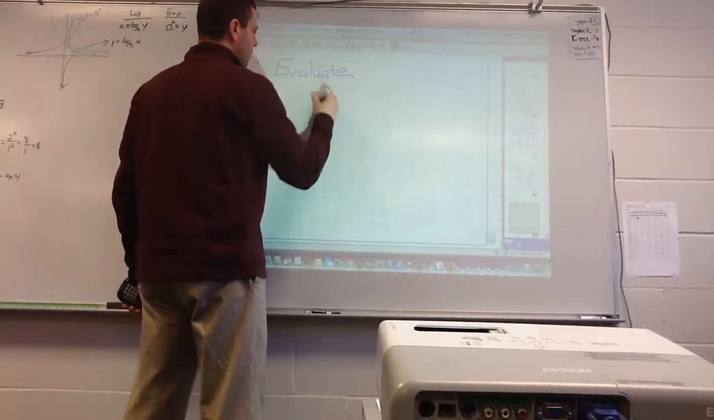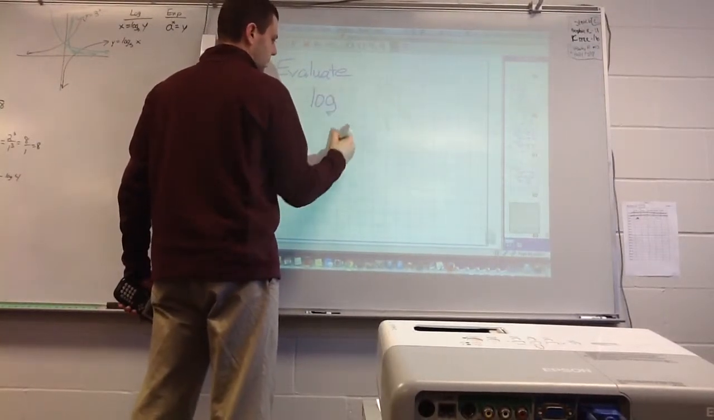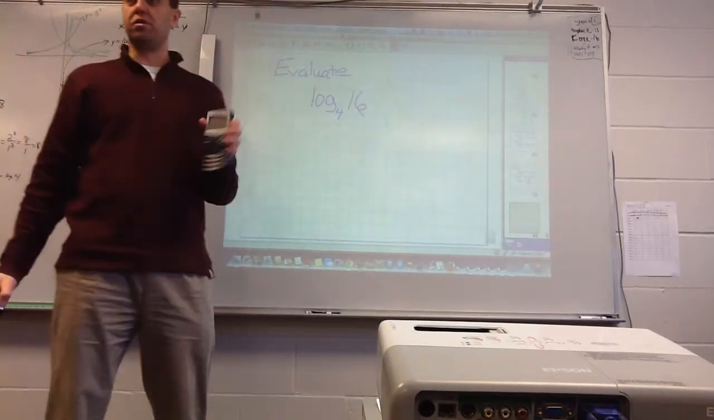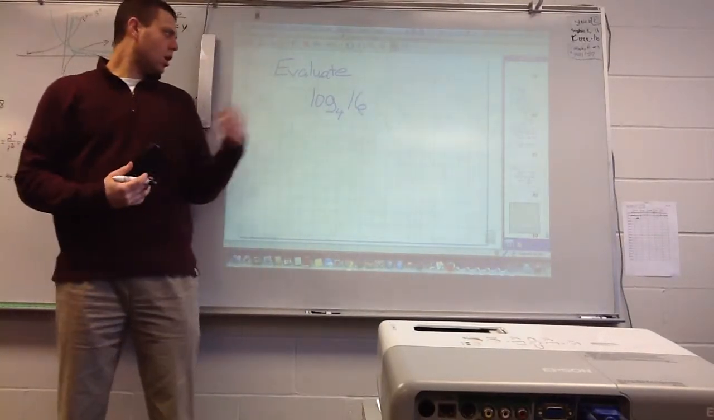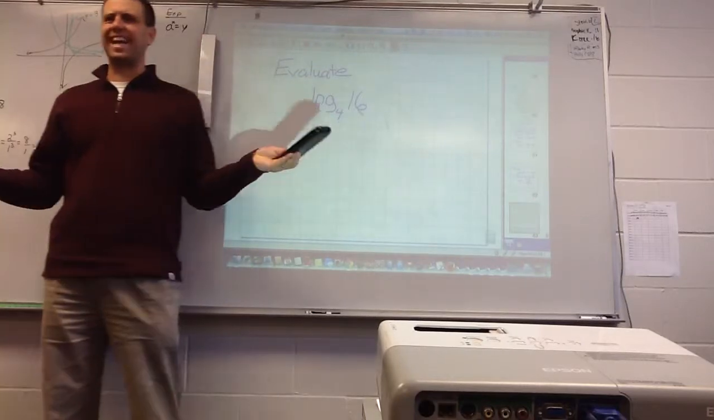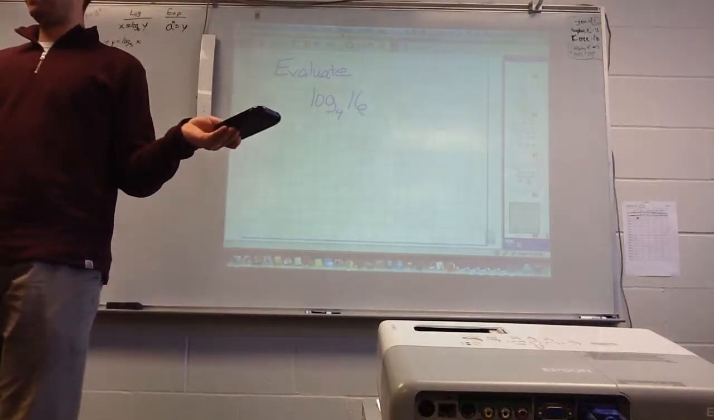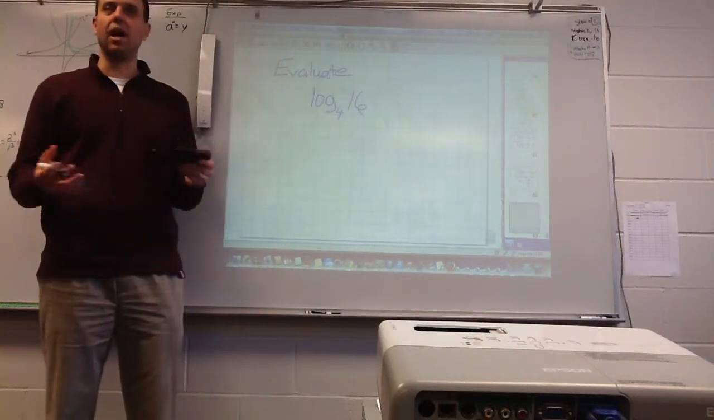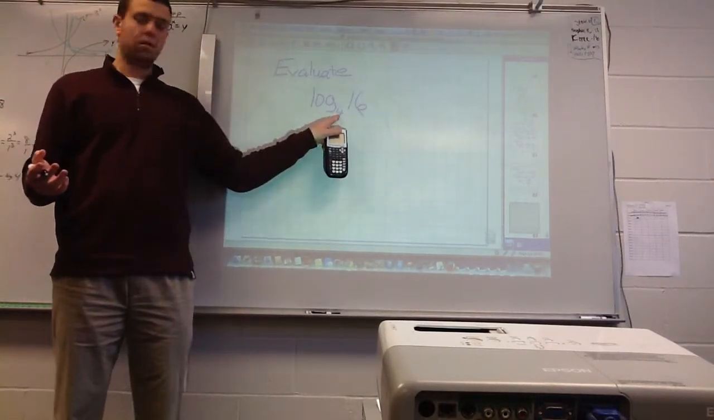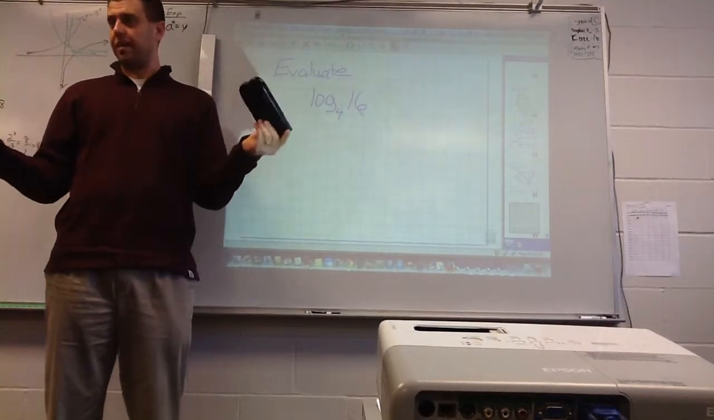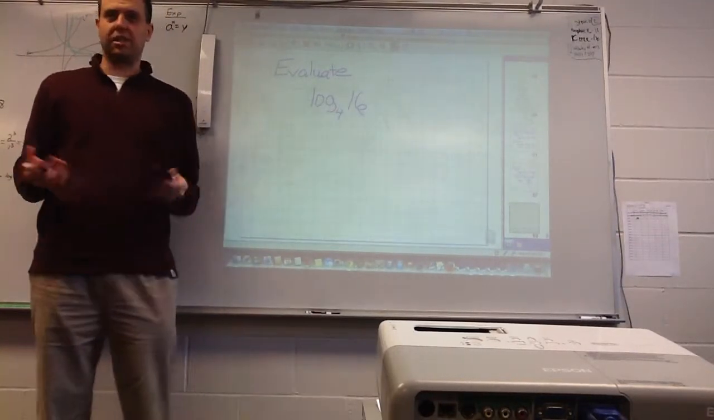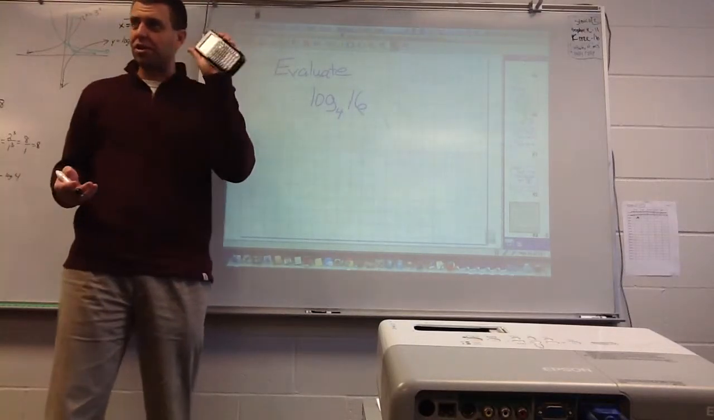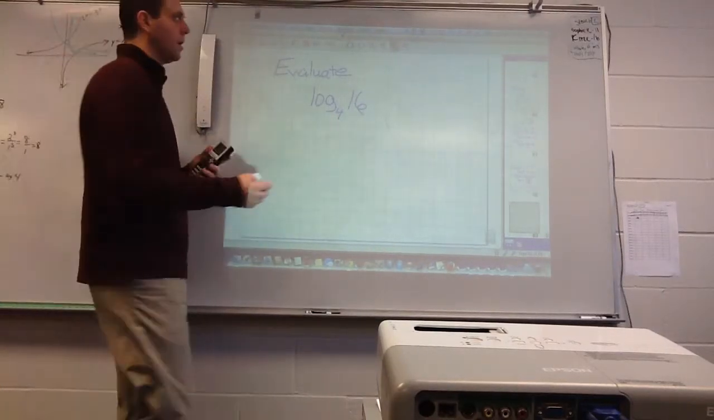I know you guys are going to know this answer without a calculator, but I'm going to show you how you could use the calculator to figure it out. Log to the base 4 of 16, what's that answer going to be? 2, right? Because 4 to the second power, 4 to what power equals 16? The answer is 2, correct? But if you weren't quite sure, you could use the change of base formula.